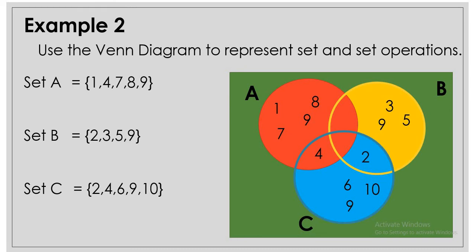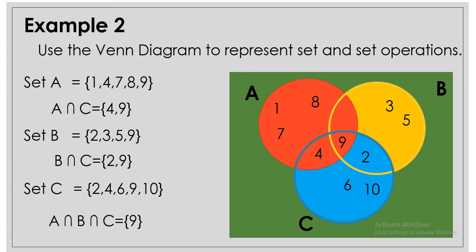Now, is there any same number located in the three circles, set A, set B, and set C? Yes, and that is number 9. Put that in the intersection of set A, set B, and set C. So A intersection C is 4 and 9. B intersection C is 2 and 9. And A intersection B intersection C is 9.